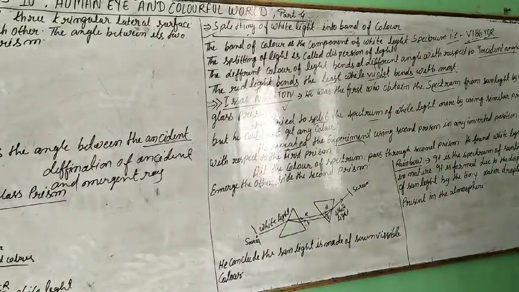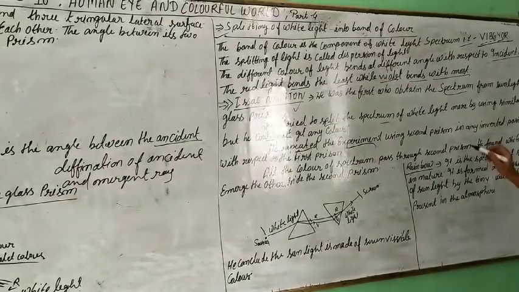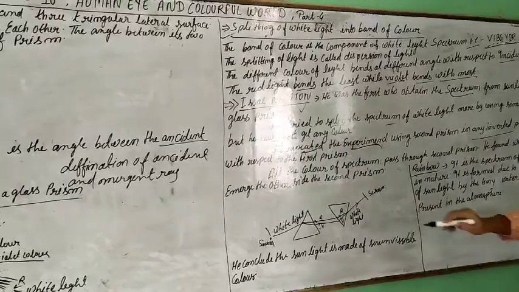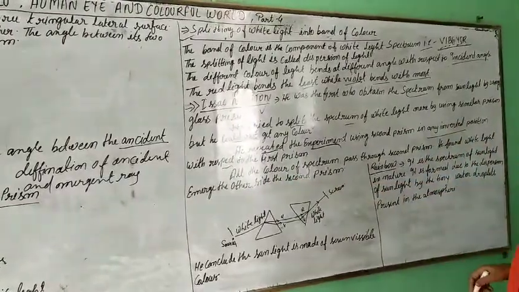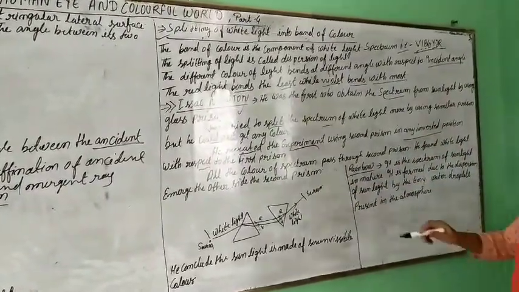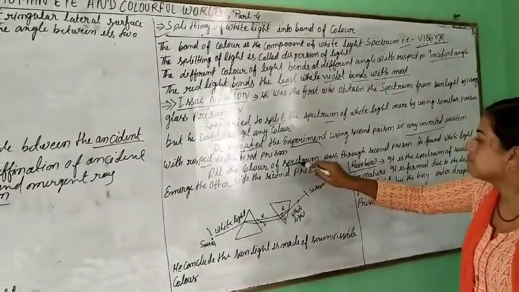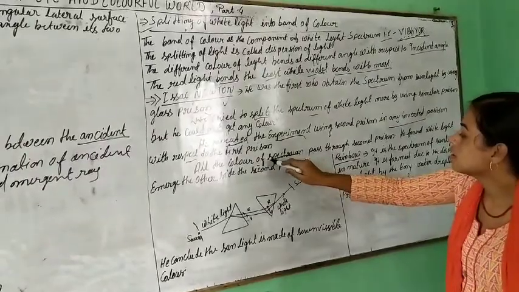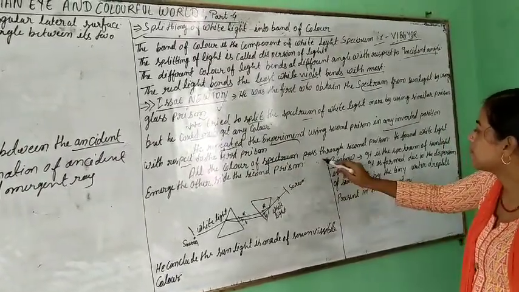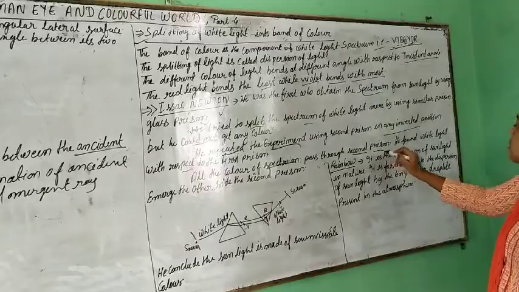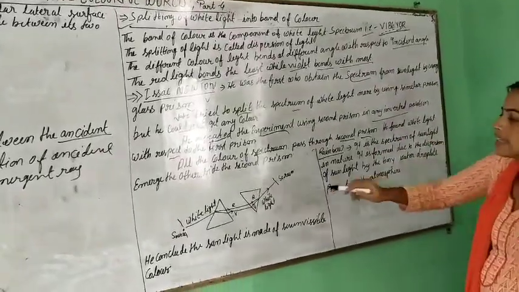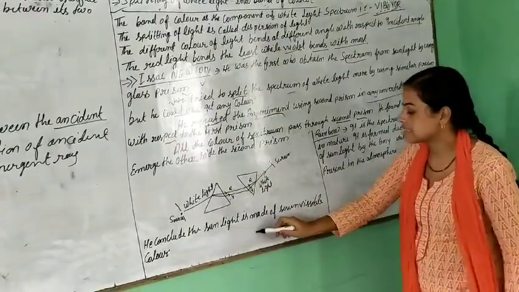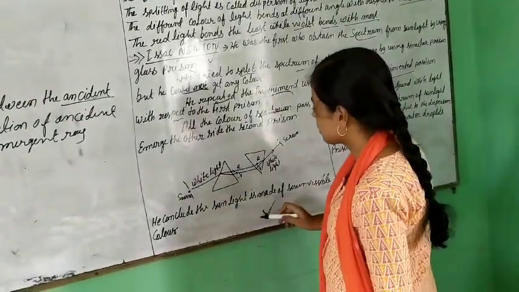He repeated the experiment using a second prism. When he used the second prism in an inverted position with respect to the first prism, all the colors of the spectrum passed through the second prism. He found white light emerging from the other side of the second prism. You can see this is the figure.